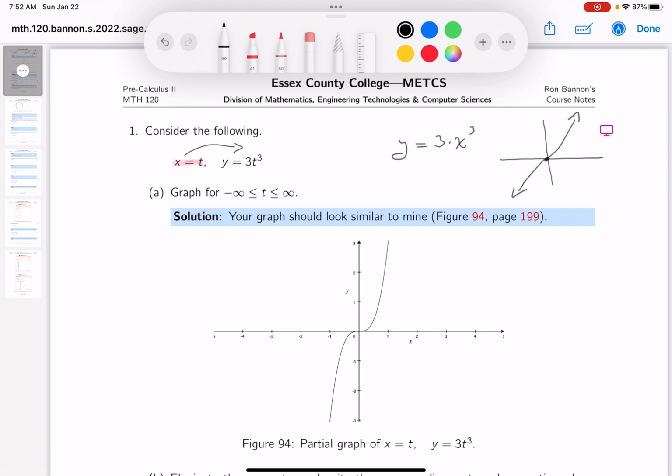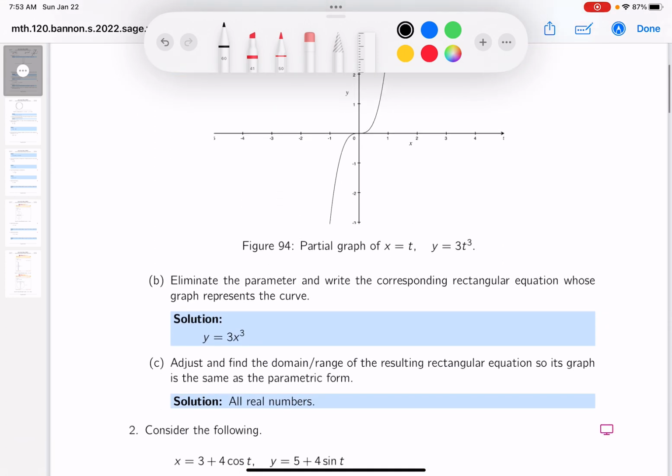Now granted, this is a crude picture. If you look at the picture the machine drew, the machine picture is much better. We're not looking for that level of accuracy at this point. We're just looking for something that remotely looks like what they're talking about, which is that cubic problem over there. All right, let's go to the next question. That's A. A is done.